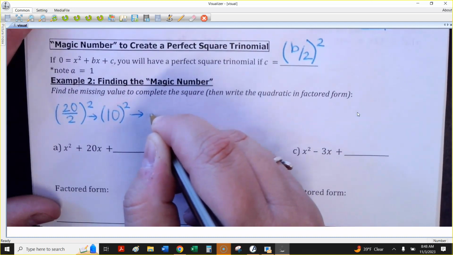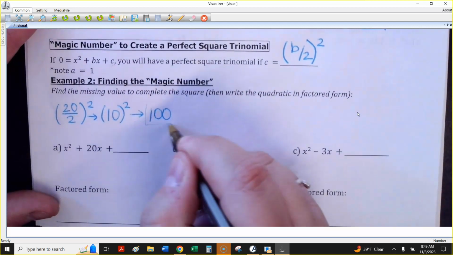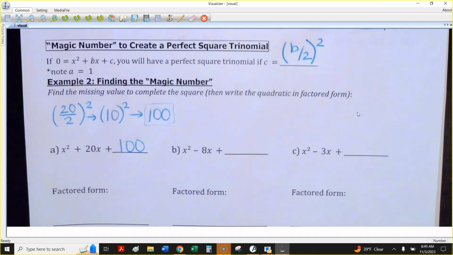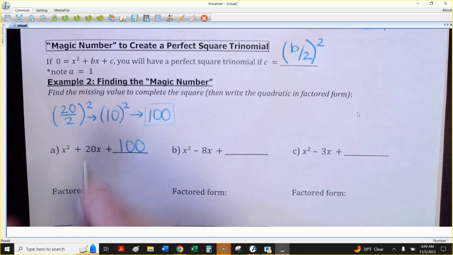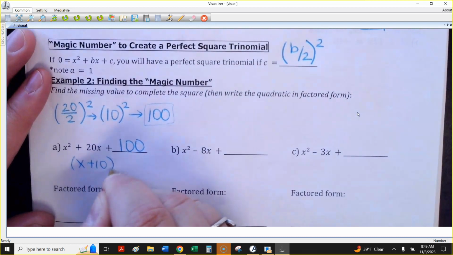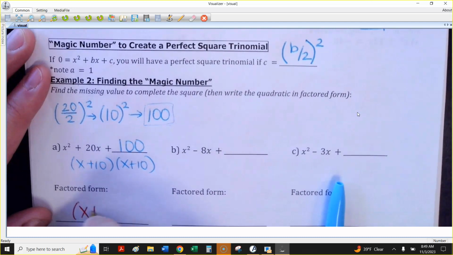10 times 10 is 100. I know you know this. Okay, now this is what I would add into that expression to make it a perfect square trinomial. Now, what two numbers, when you multiply them together, give you 100, and you add them together and you get 20? 10. So this would be factored form x plus 10, which I can write as x plus 10 squared.